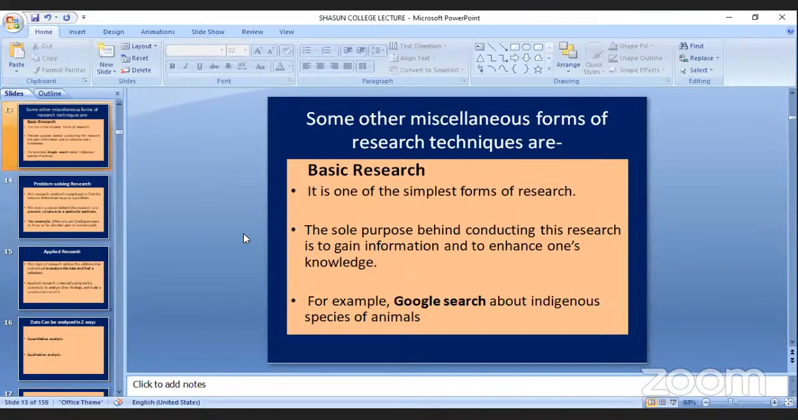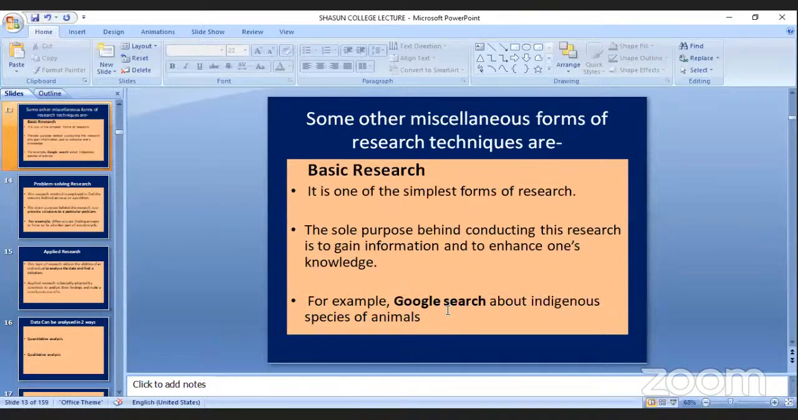Next, some other miscellaneous forms of research techniques are also there. So basic research. Now, what is basic research? It is explained in the simplest form. Say, for example, for today's lecture, yesterday I just Googled everything, to see what kind of examples I can give. So that is a basic research I have done. So this is basic research. Say you want to understand about some species of animals.